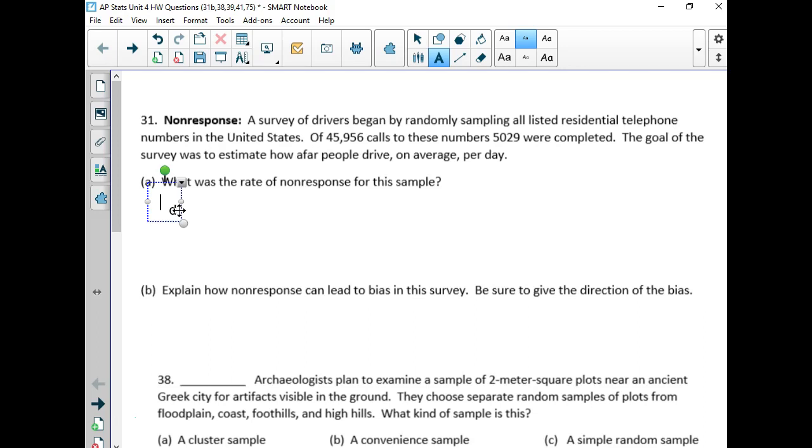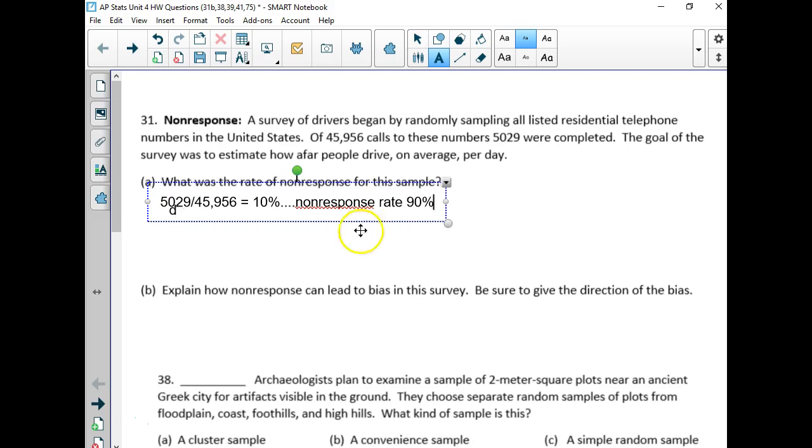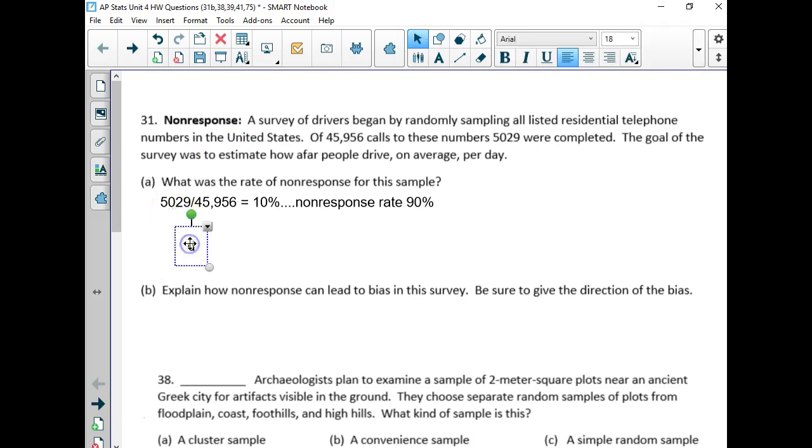What I did to figure this out is I just said, okay, well, what's 5,029 divided by 45,956? And that is equal to approximately 10%. So that's the response rate. So that would make the non-response rate approximately 90%. And just because I'm typing, I don't have that little approximation symbol, so that's why it says equal. If you have any questions, write it down and let me know.